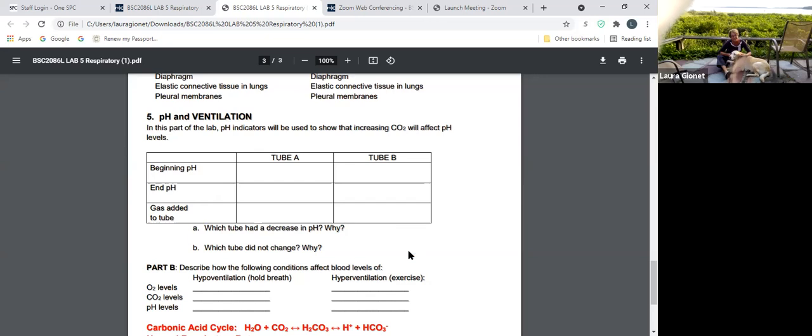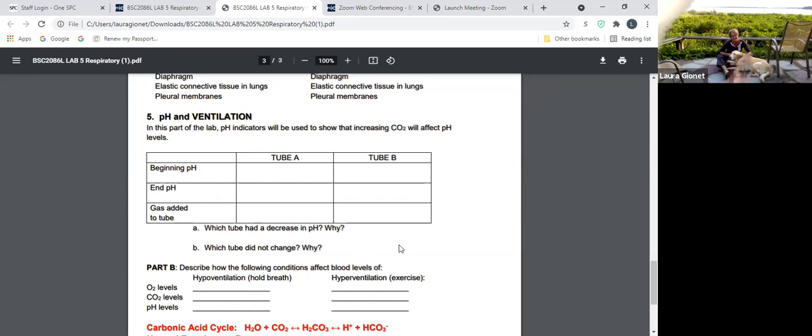In tube E, it's just air. Because all we did was use that little bulb to create air bubbles in the water, which does not affect pH. So which tube had a decrease in pH and why? Well, that would be tube A.